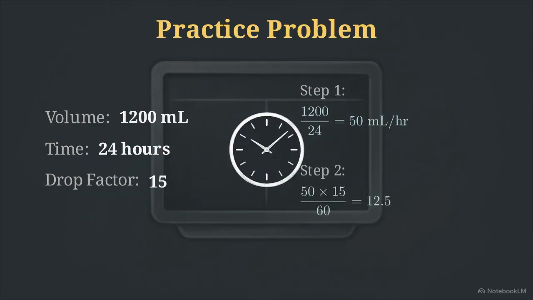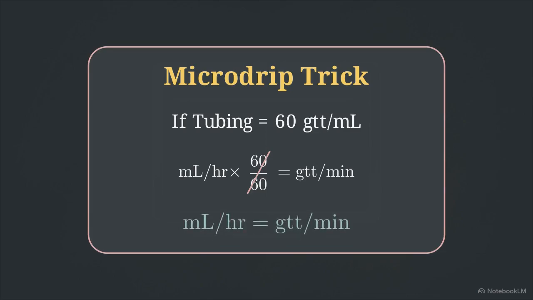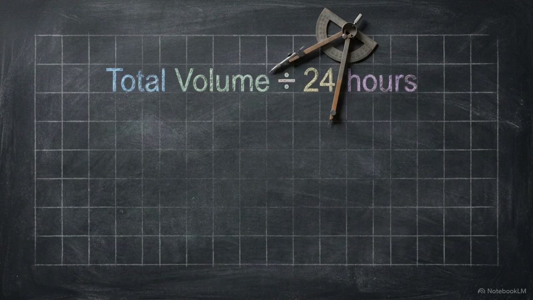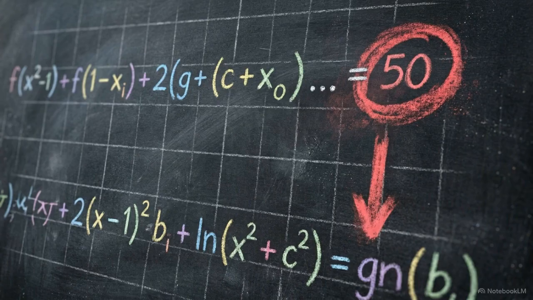If your exam question specifies microdrip tubing, you can bypass the full formula. Because microdrip tubing is calibrated to 60 drops per milliliter, your hourly volume rate will always match your drops per minute. Clinical math operates on strict logic. You are never solving one massive problem. You are executing a sequence of simple division steps, where each answer provides the input for the next part of the equation.